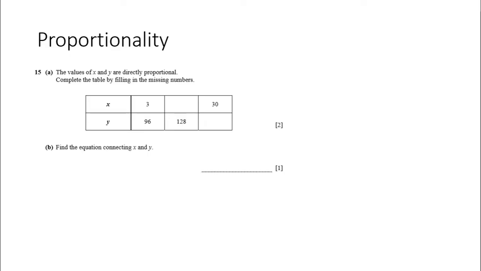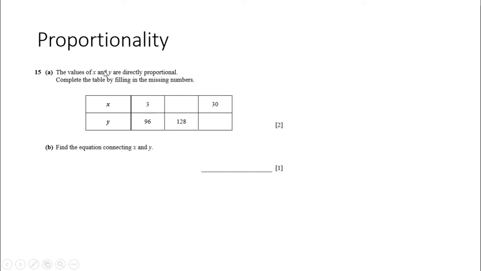Hey guys, let's take up Checkpoint 2016's paper 2. This is a calculator paper, so a calculator is allowed. This first question is a proportionality question. As we see, the value of x and y are directly proportional. Complete the table by filling in the missing numbers and find the equation connecting x and y.